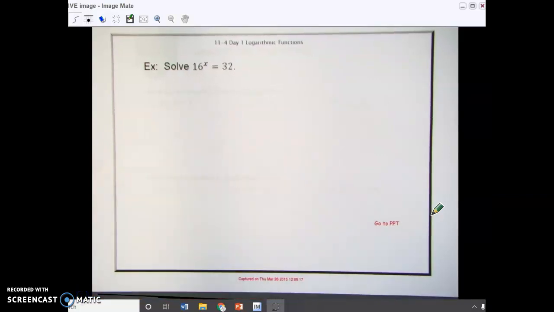So if you can take a minute to see if you can find the value of x here. Pause the video, give that a try, and then go ahead and start the video when you're ready.